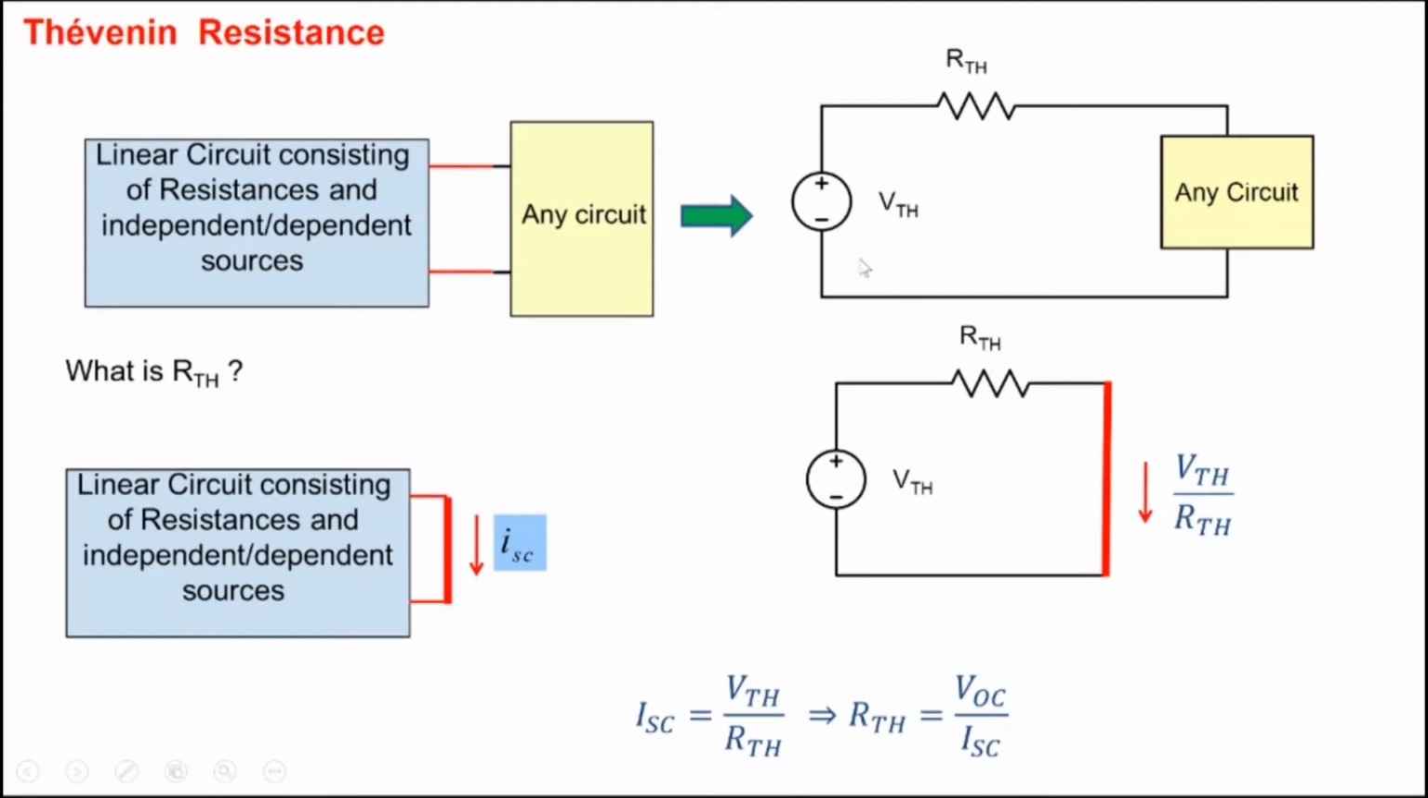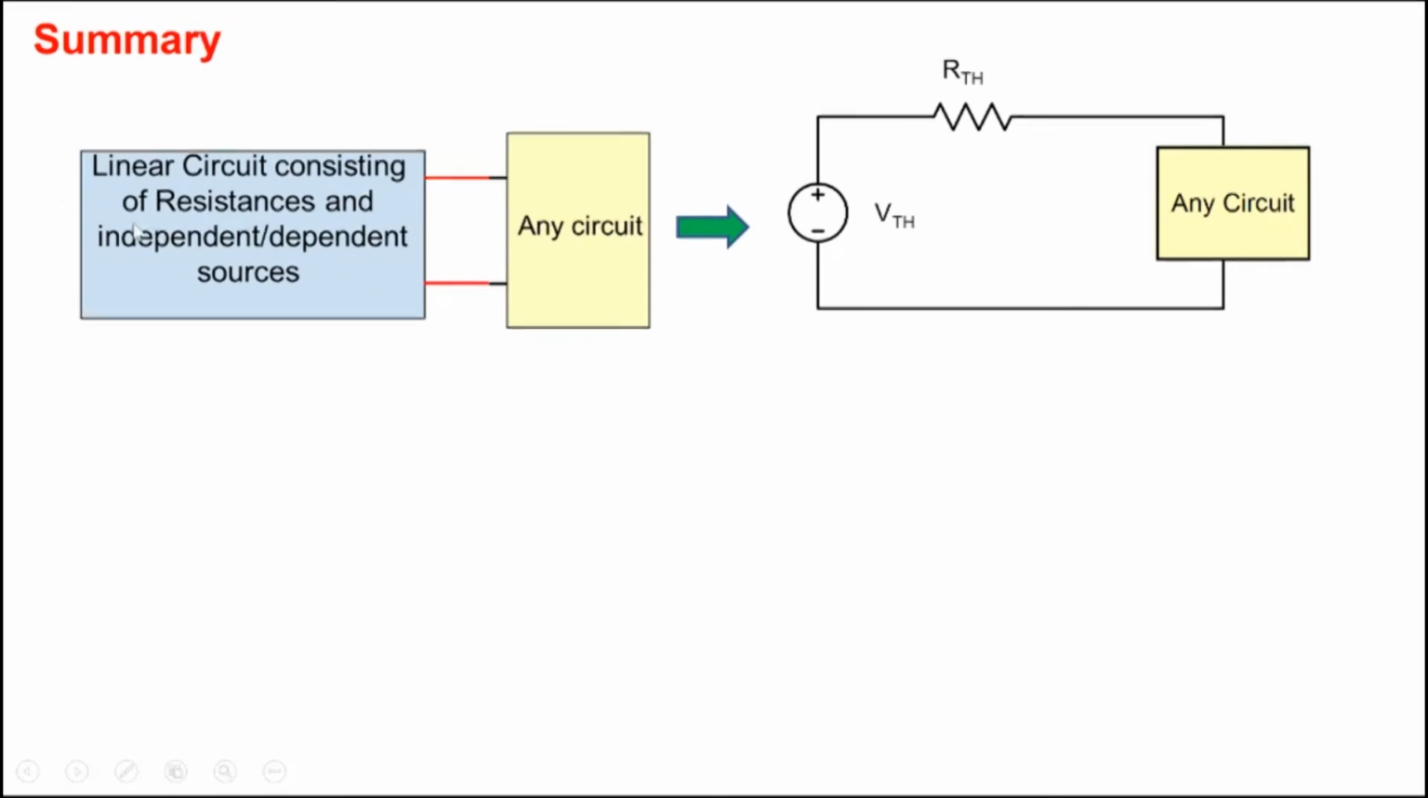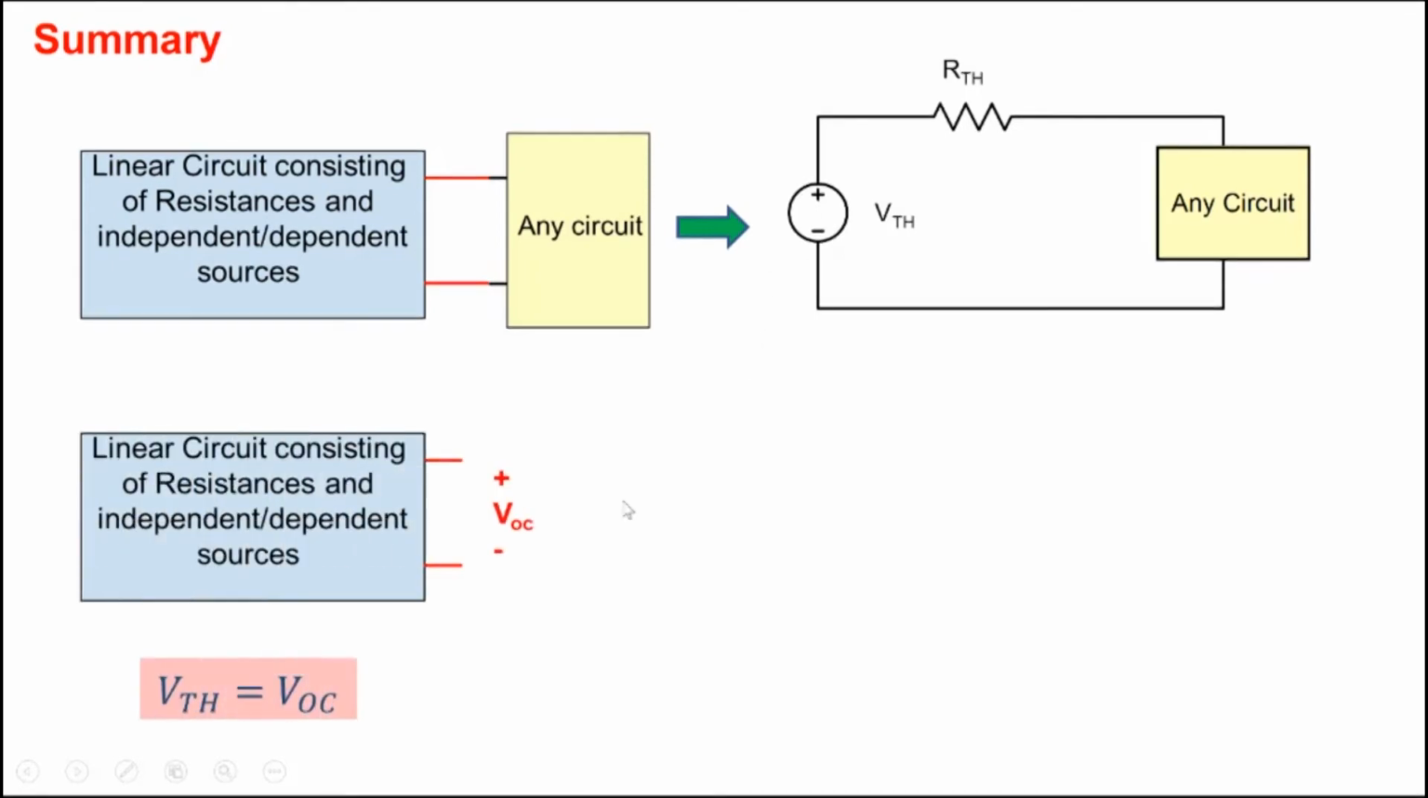So we saw how we can determine the Thevenin's voltage and how we can determine the Thevenin's resistance. The summary is that a linear circuit consisting of resistances and independent and dependent sources, you could take that particular circuit and convert it into a voltage source and a resistor between a pair of terminals. It's important to remember that between a different pair of terminals of the same circuit, there would be a different Thevenin's equivalent.